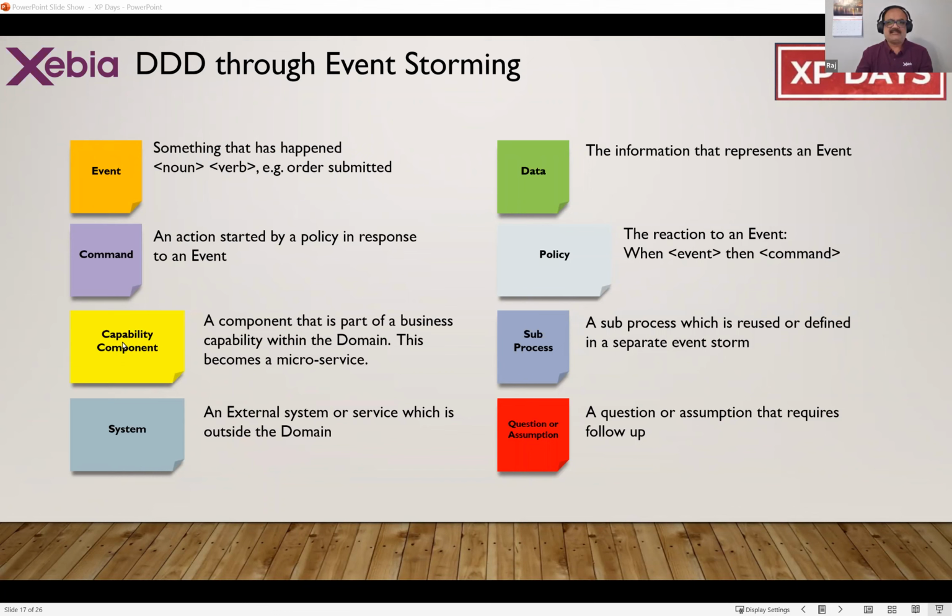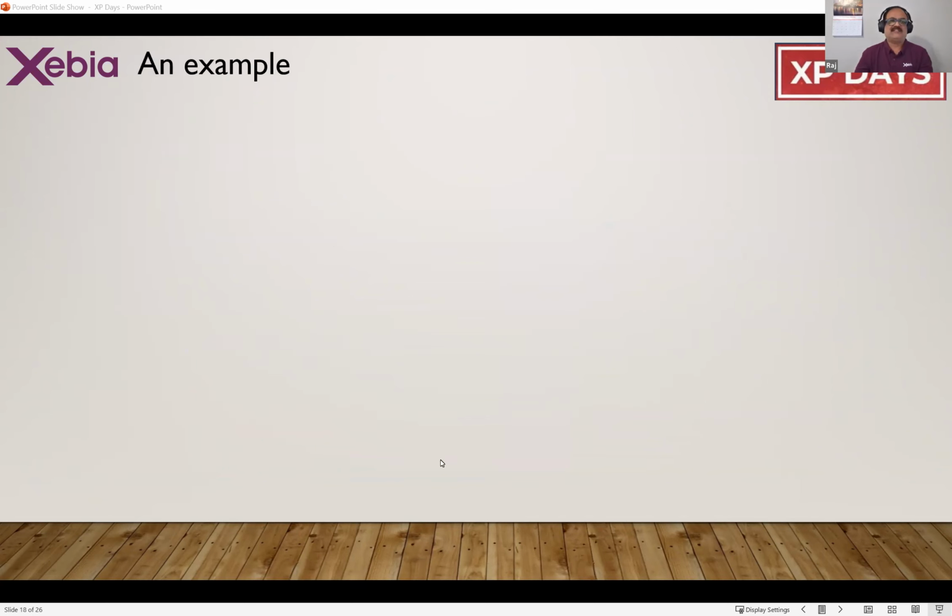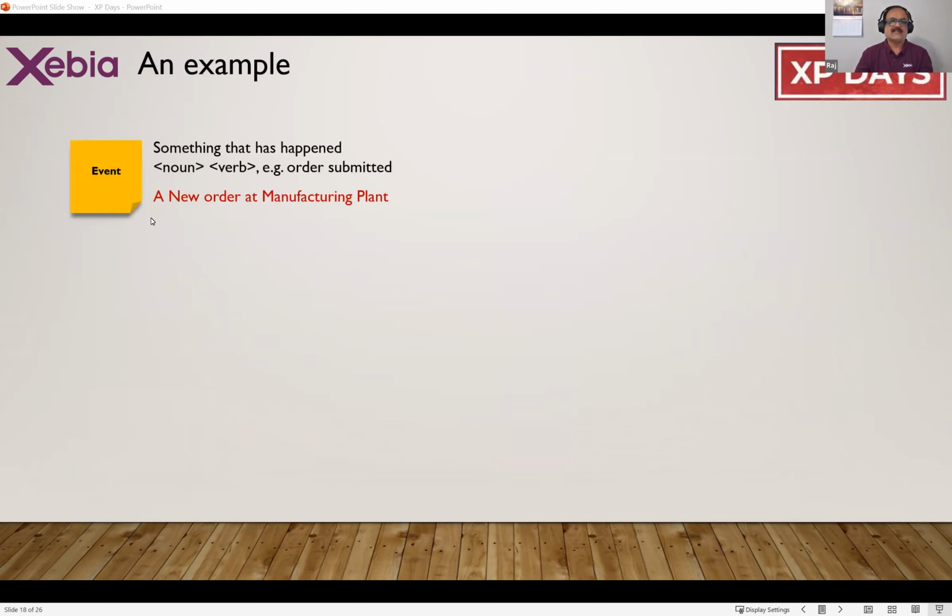Then you have some capability component. This is actually a microservice, more technical, right? It's a microservice. So these are certain things which happen here. Now let's understand all of them with an example. So event: a new car order has come. That's an event.